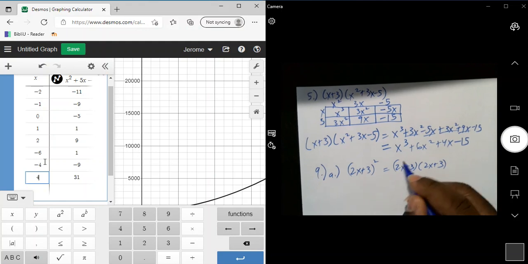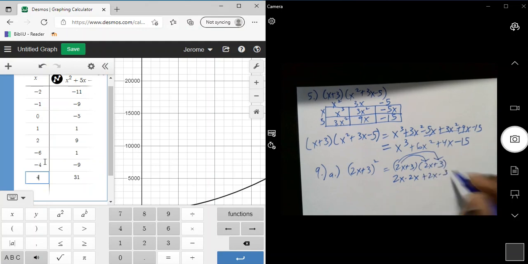But we would take this first value times this first value, and then this first value times the last value. And then we would take this last value here times the first value. And then this last value times the last value.